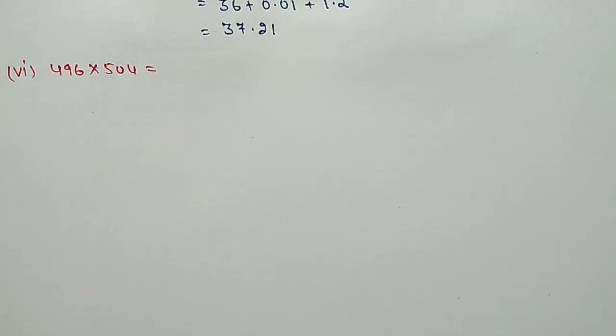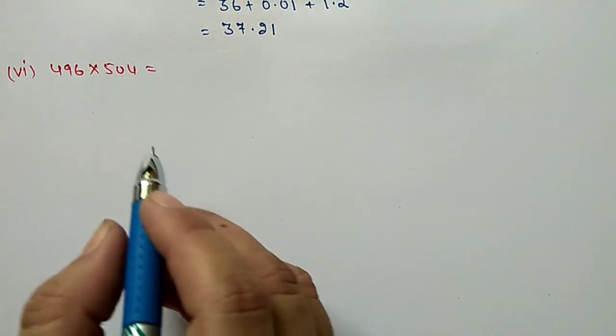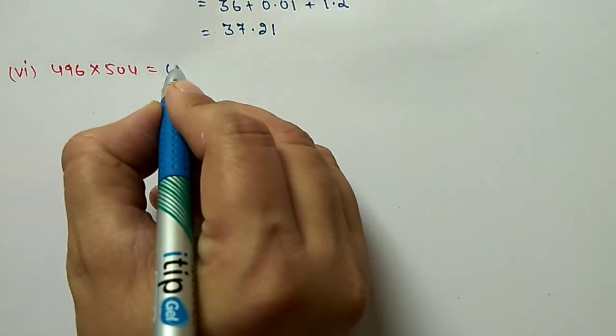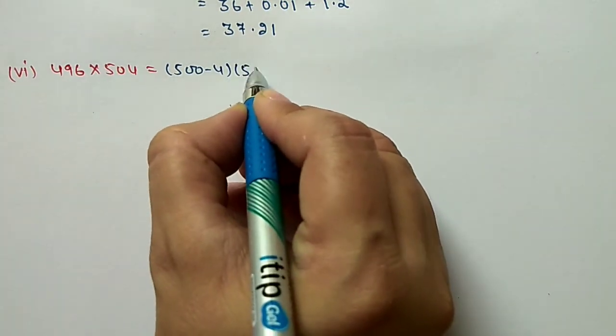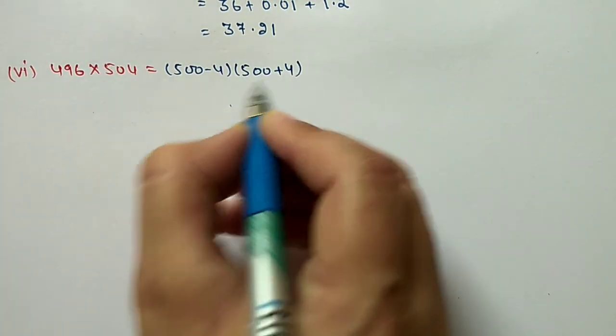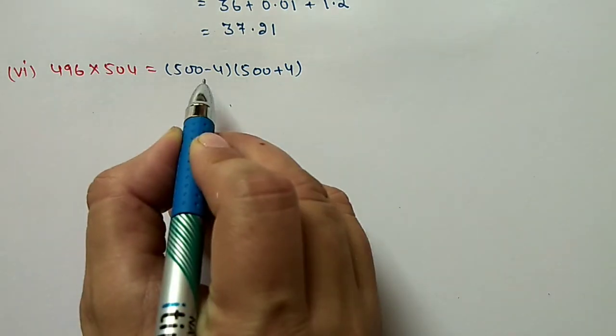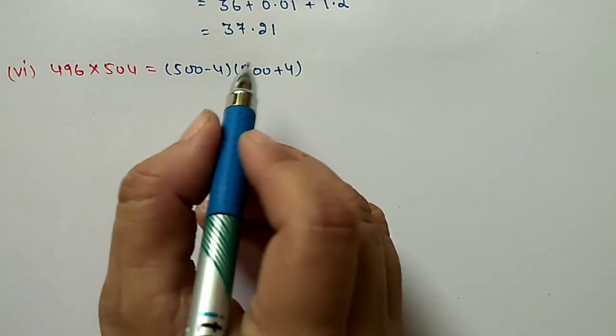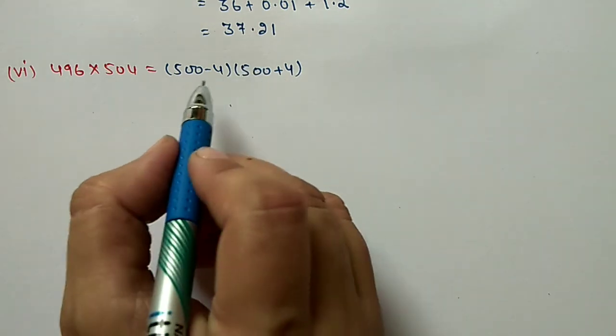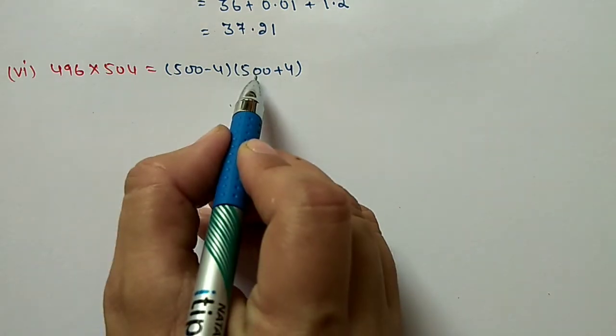Next we have 496 into 504. Two numbers are there. It means here we have to use the a plus b into a minus b formula. So 496 we can write as 500 minus 4, and 504 we can write as 500 plus 4. It doesn't matter if these two brackets are interchanged, like first we have used plus 4 and then minus 4, no problem, we can use the formula here, a minus b into a plus b.